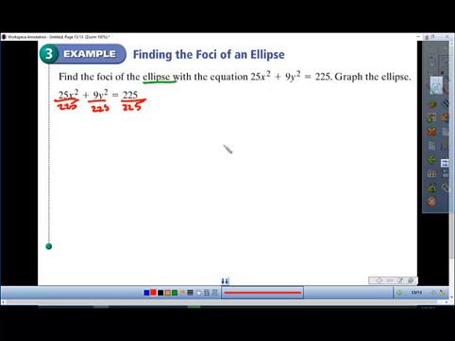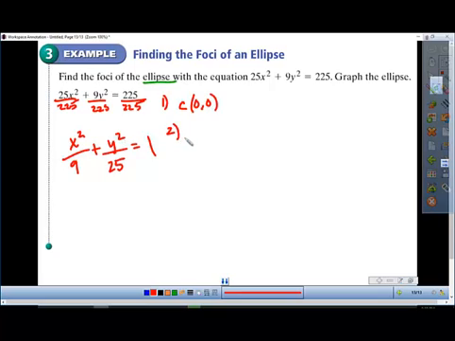After I divide that by 225, let's check it out and simplify this. We have x squared. Now how many times does 25 go into 225? It's going to be 9 times. You can use your calculator. And then over here, 9 goes into 225. That's going to be 25. So y squared over 25 equals 1. All right, so now we have the standard form of our equation. Notice our center, that's what we're going to do first. Our center is going to be 0, 0.